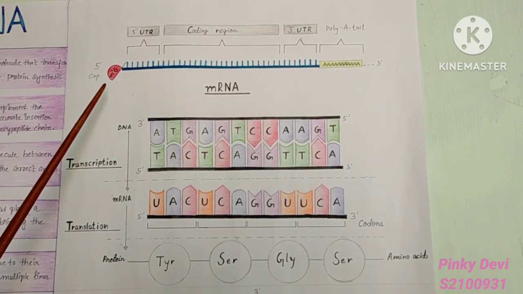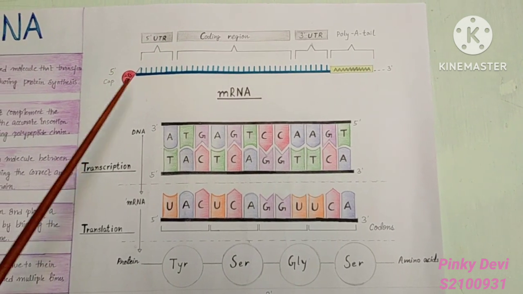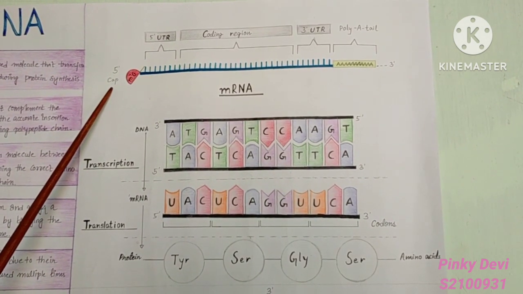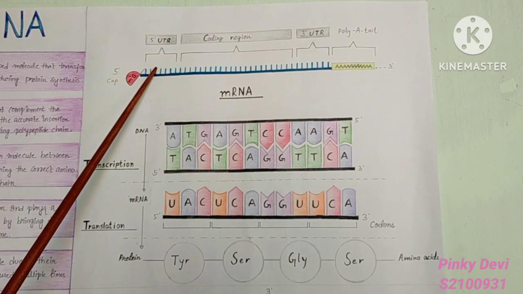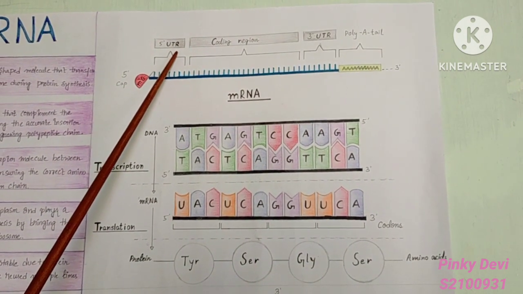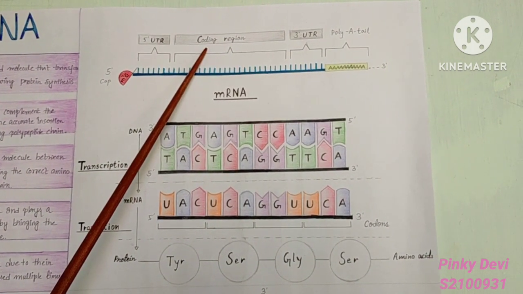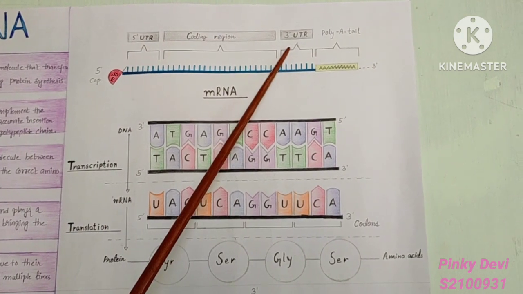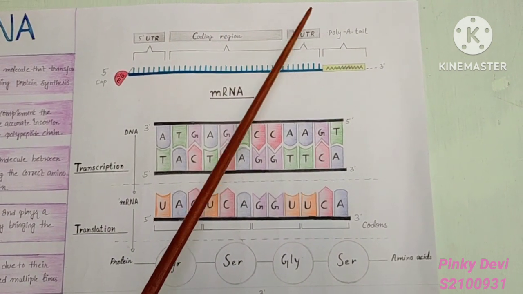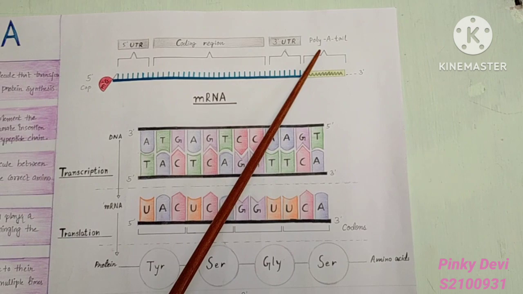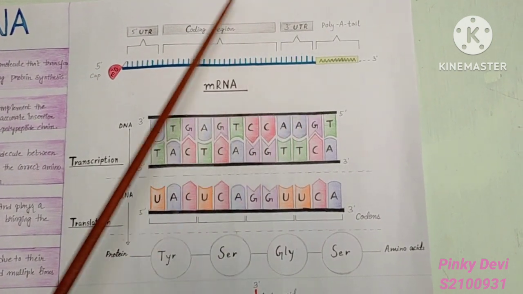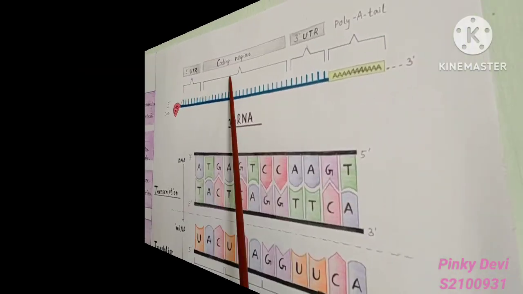So this is the structure that I have drawn for mRNA. This one is the 5' cap. This region is the 5' UTR, and this region is the coding region. This is the 3' UTR, and this region is the poly A tail. So now we will discuss all these regions one by one.